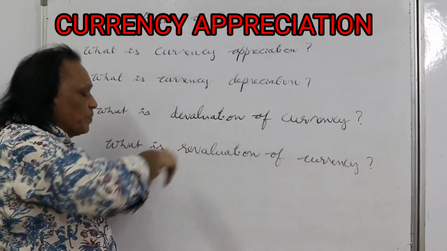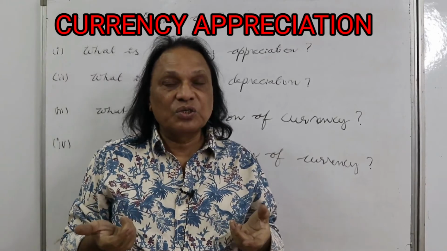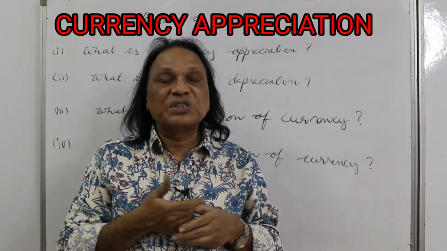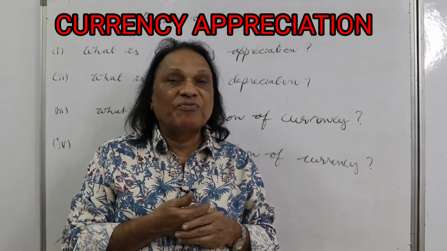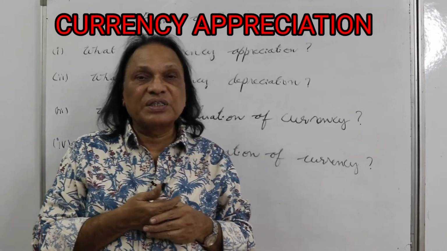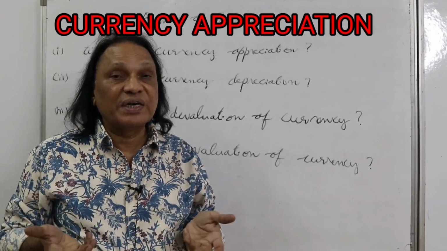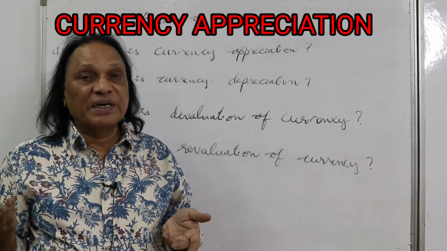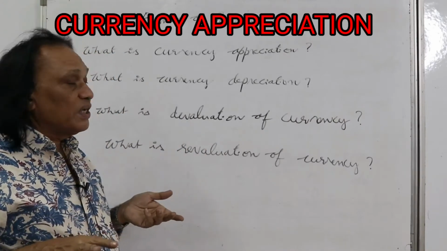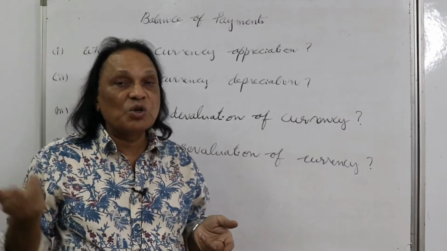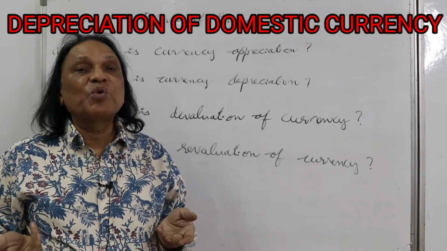So what is currency appreciation? Currency appreciation means we have to pay fewer rupees to purchase a dollar. Our currency has appreciated in terms of foreign currency. Appreciation of domestic currency means the value of our currency has gone up in terms of the foreign currency. And what is depreciation of our currency or domestic currency? The value of our currency in terms of foreign currency has come down. That means we have to pay them more rupees.